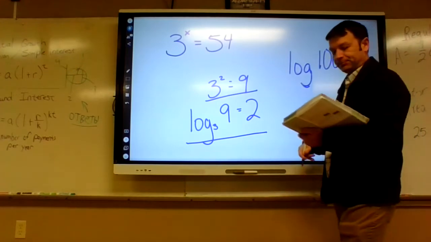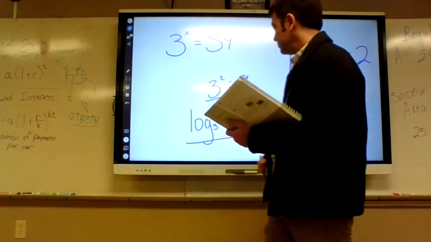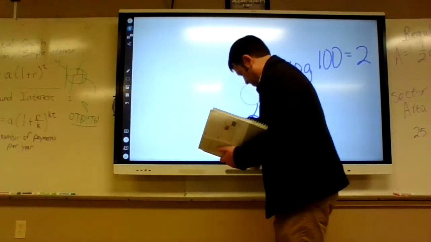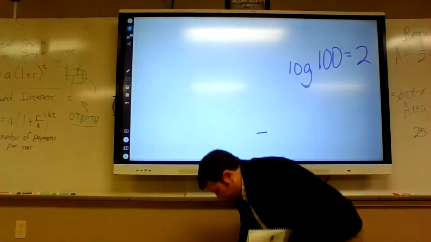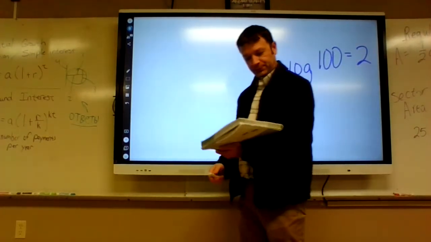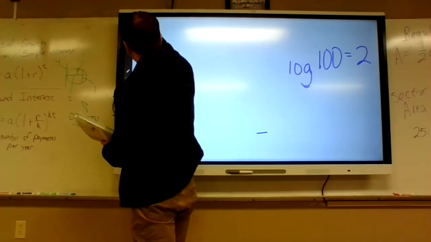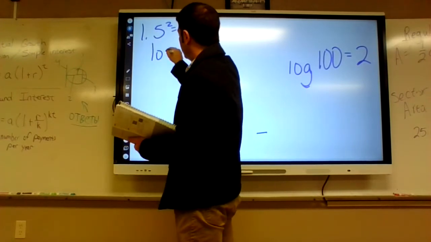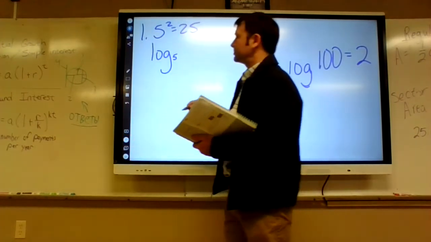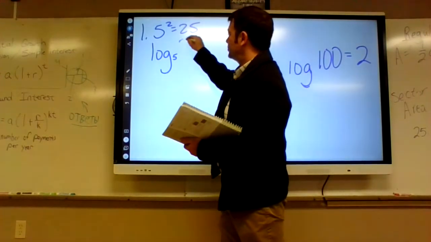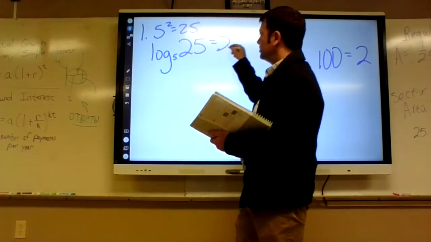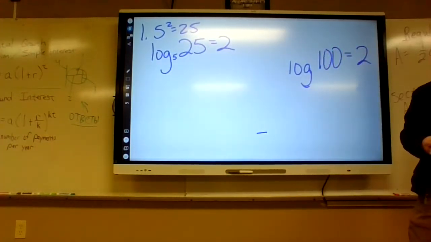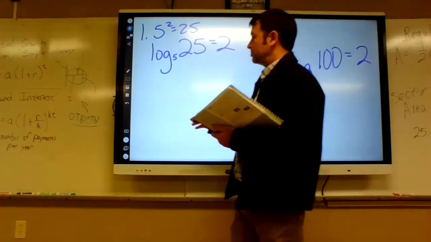Anyways, let's try number 1. Okay, 5 squared equals 25. So you do log base 5, so it starts off with the same number, of 25 equals 2. You guys see how that works?